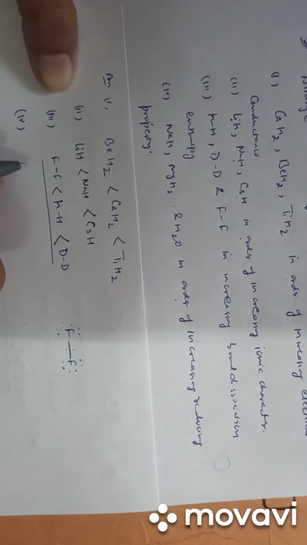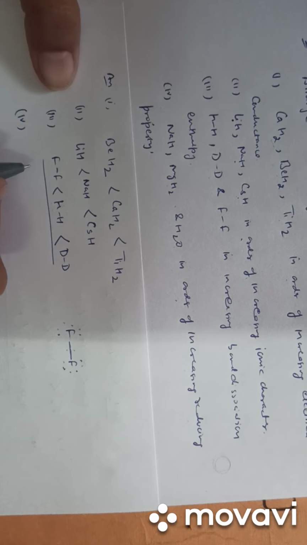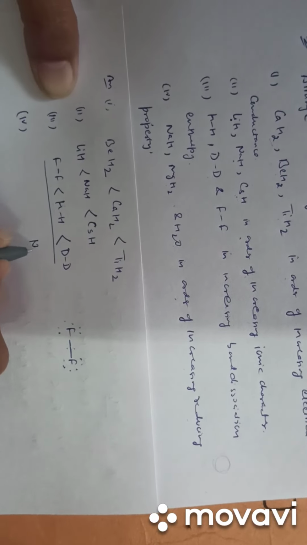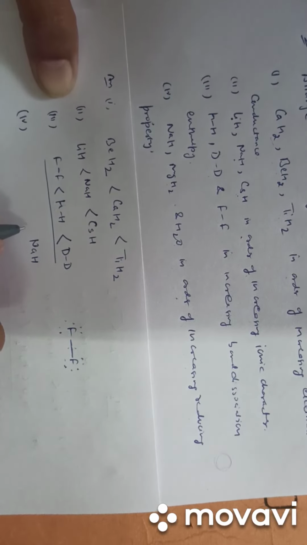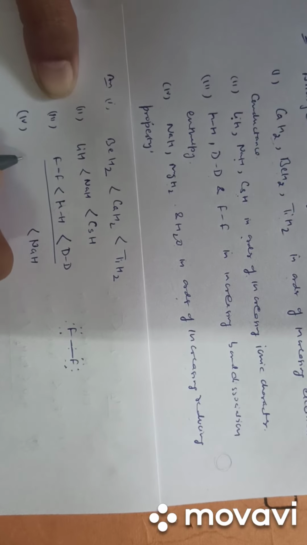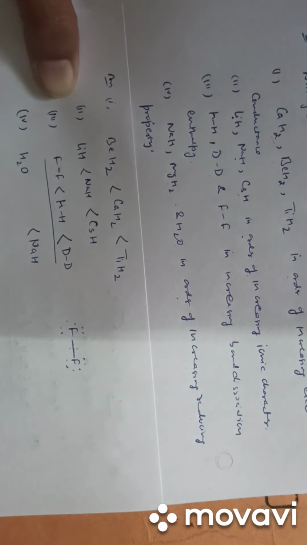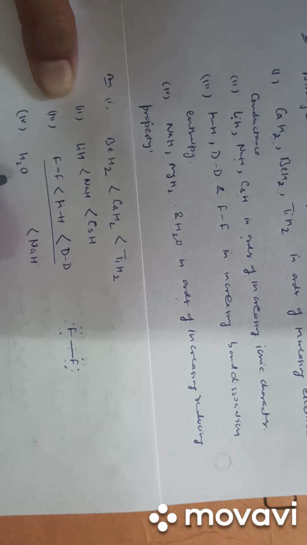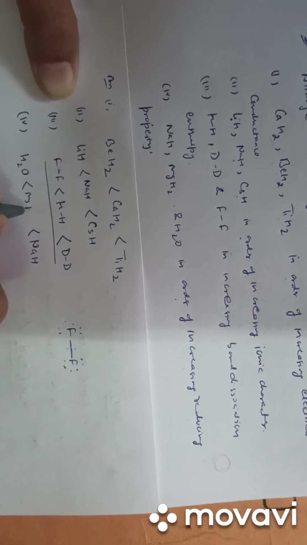Next question, sodium hydride, magnesium hydride and water, we have to arrange in increasing order of reducing property. So reducing property depends on the bond dissociation energy. If bond dissociation energy is least, then the reducing property will become more, because hydrogen can be easily given or donated to other species to get reduced. So sodium hydride will have the highest reducing power because its size is maximum if we compare it with magnesium and oxygen. And water has the least, oxygen has the least size, so its bond dissociation energy is maximum, so its reducing power is minimum, and this becomes the order.